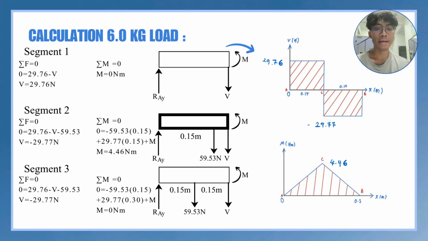Newton meter. And at segment 2, we will get negative 29.77 Newton and the maximum bending moment, we will get 4.46 Newton meter. And at segment 3, we still have the same value as segment 2, which is negative 29.77 Newton, and the bending moment will have 0 Newton meter. So the maximum bending moment in this graph is 4.46 Newton meter.